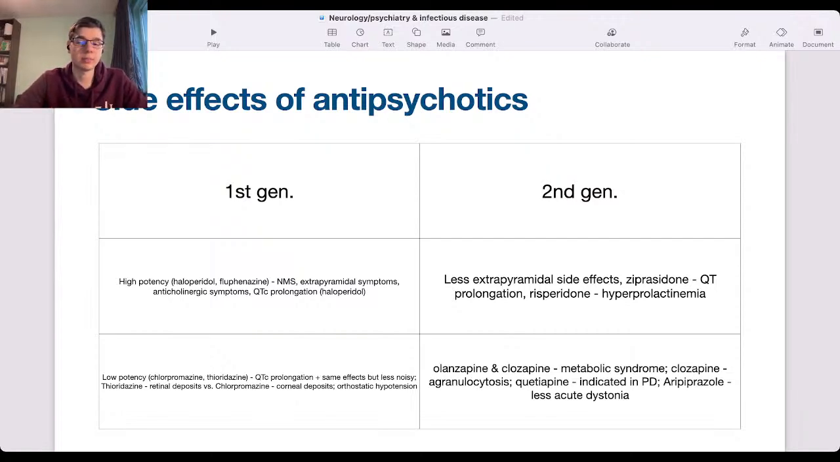For olanzapine and clozapine, we have to take into consideration the fact that they cause metabolic syndrome. Clozapine is a fourth-line treatment, meaning that it is prescribed for resistant psychotic syndromes, and it also causes agranulocytosis. Due to this fact, clozapine requires continuous monitoring. For quetiapine, we also have an indication in Parkinson's disease. Quetiapine is chosen in Parkinson's disease due to the fact that it has less dopaminergic blocking effects. And lastly, aripiprazole is a drug that causes less acute dystonia due to the fact that it is a partial dopamine agonist. Okay, do we have any questions here for this question?